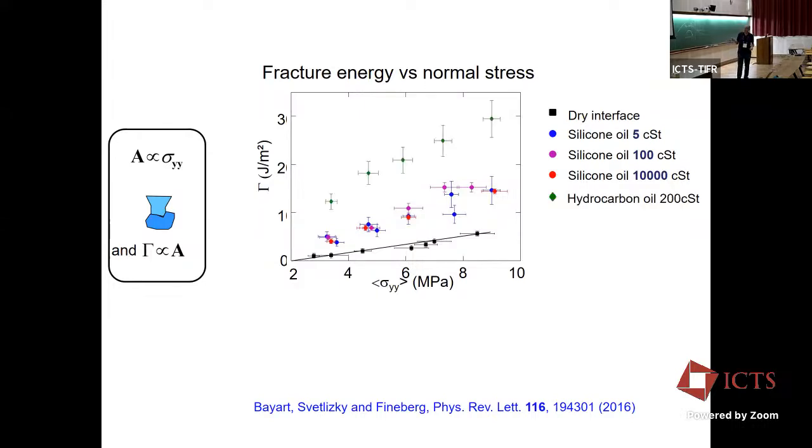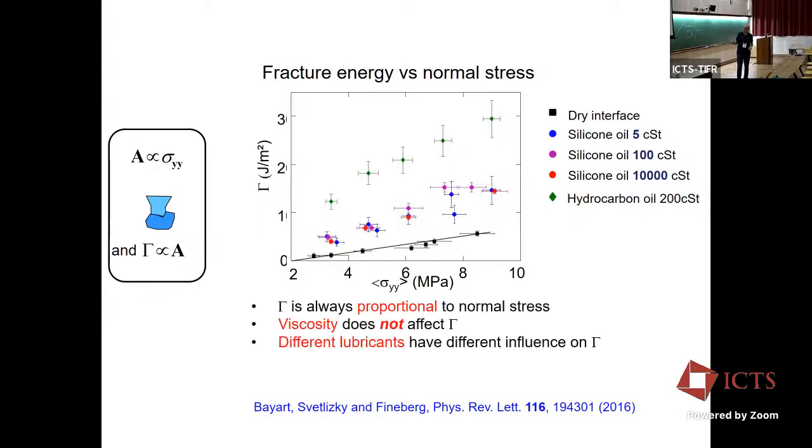And if I change to this vacuum pump oil here, we get about 50 times more or something. Each time it's linear with the normal pressure. So we find that it's always linear. Viscosity doesn't affect the fracture energy, which is kind of a surprise until you think about it. And then with different lubricants, the chemistry matters. That's what it's telling us. Different lubricants have different fracture energies.